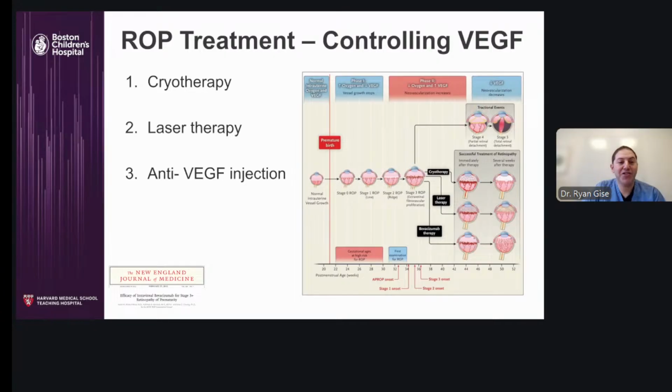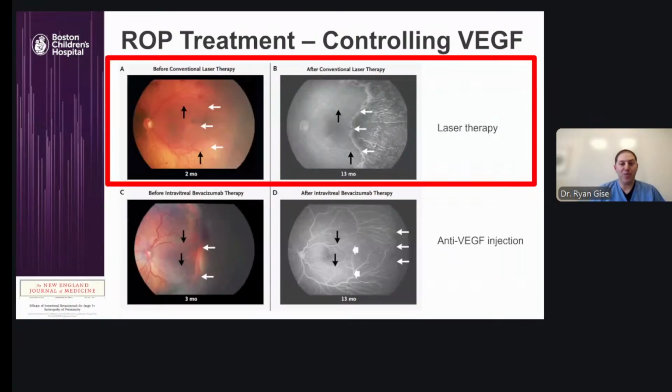And then, as I mentioned, we have a couple of different treatment options. We're not really using cryotherapy anymore, but we are using laser and anti-VEGF injections. And here's why. These are pictures from the BEAT ROP study. You can see a baby who was in zone 1 with type 1 ROP and was treated with conventional laser therapy almost up to their fovea. And you can see all of the retina that was ablated, and how this is obviously going to severely constrict their peripheral vision.